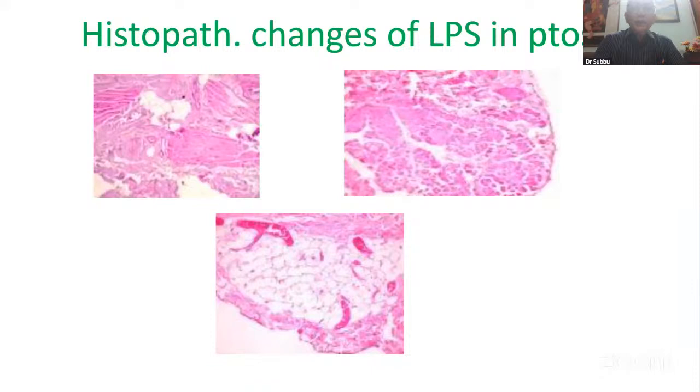What are the histopathological changes of LPS in ptosis? Here are the histopathological changes that we have seen. This is a case of congenital ptosis, and you can see some amount of fatty infiltration, which is not very much. And you can see these are the normal muscle fibers. And what you are seeing is the fibrovascular tissue. So here is another case of congenital ptosis, where you can see mostly it is fibrovascular tissue with very little normal tissue.